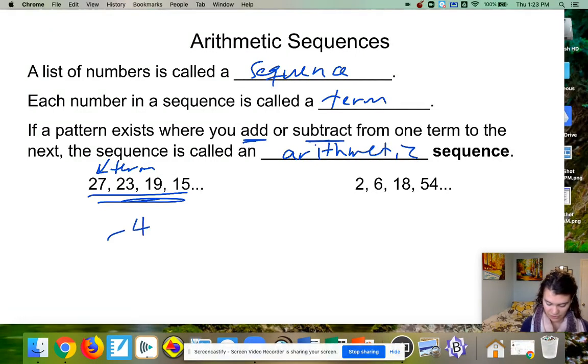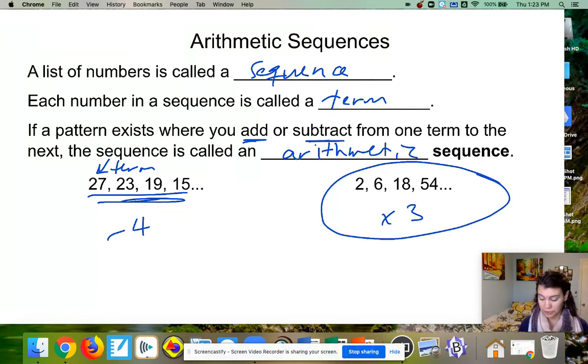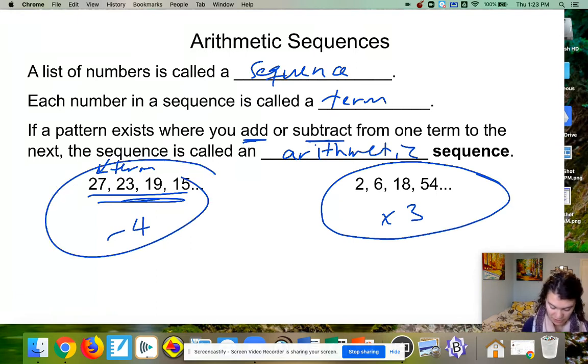So these are the same from before. Here we're subtracting 4, here we're multiplying by 3. This one is not arithmetic because we're multiplying by 3, but this one is because we're subtracting 4. So this is an arithmetic sequence. And this is just a sequence.